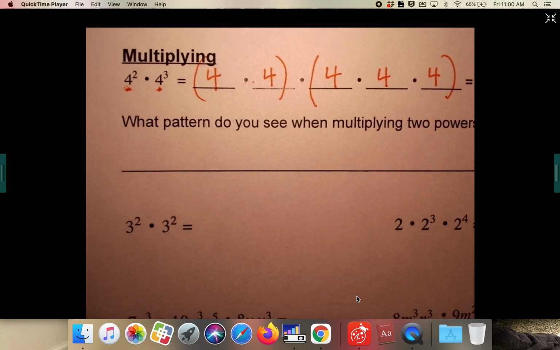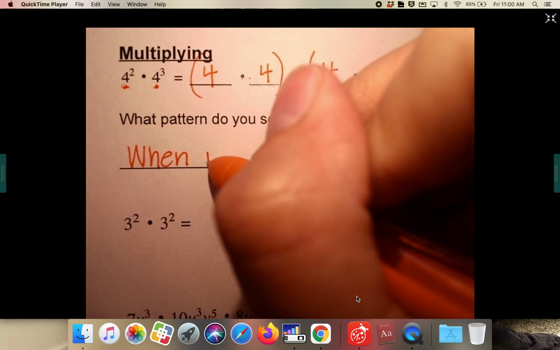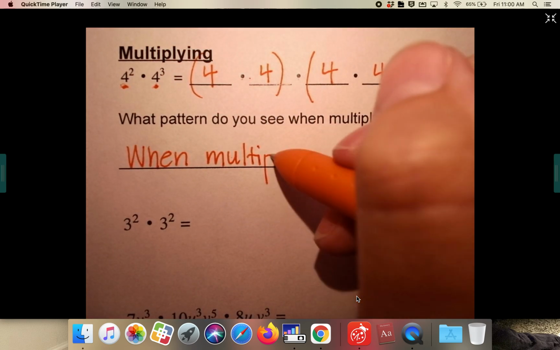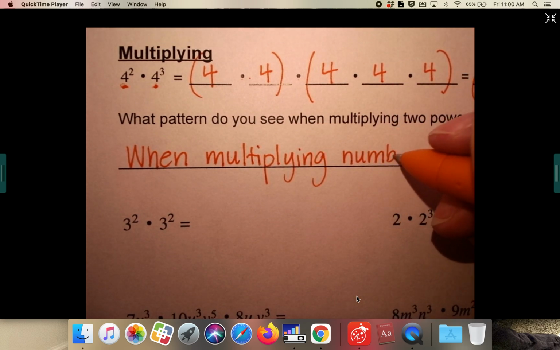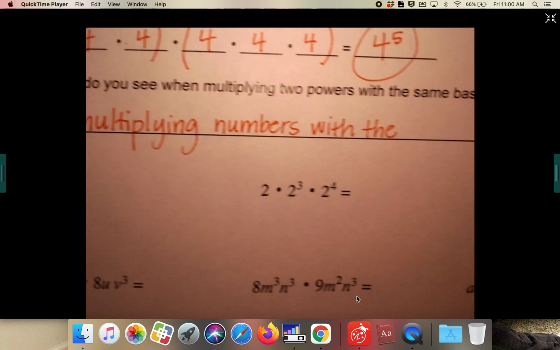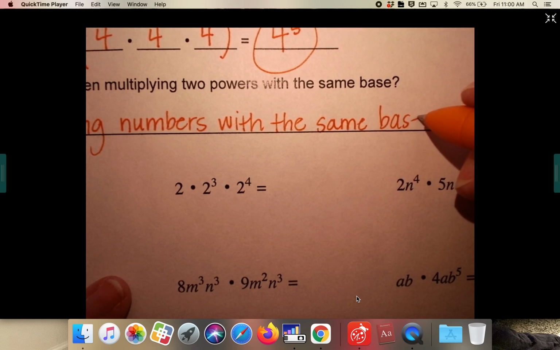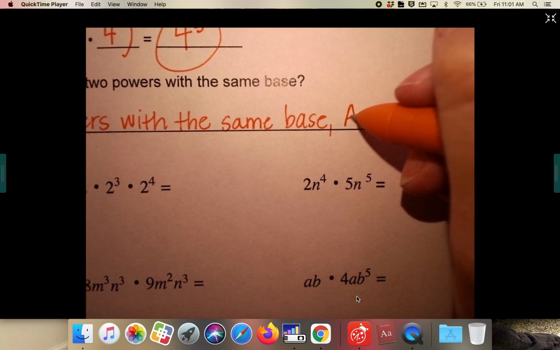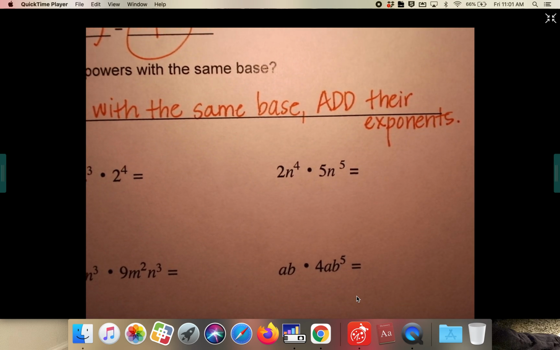So what pattern do you see? Here's the pattern or the rule. When multiplying numbers with the same base, add their exponents. Okay, so when the numbers have the same base.